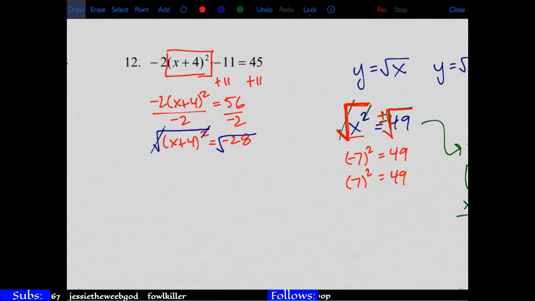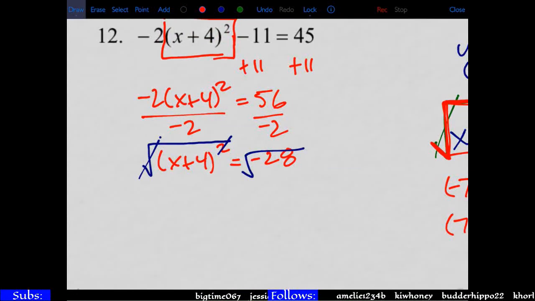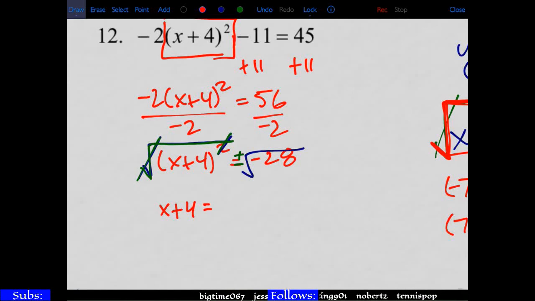Excuse me. All right. So back to this problem. When we drew in the square root to cancel the square, we need to include a plus or minus on that other square root there. Okay, so continuing the problem, we canceled the square with our square root, so we're left with x plus 4 on one side. Those parentheses are actually not necessary anymore because it's just x plus 4. And that's equal to plus or minus the square root of negative 28.